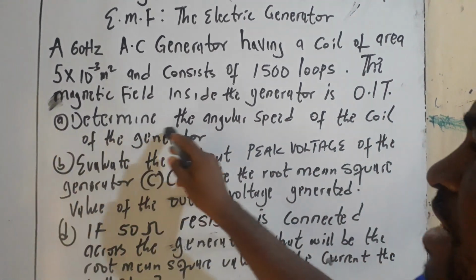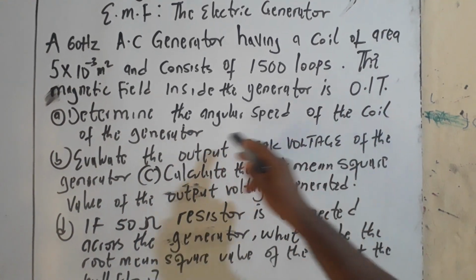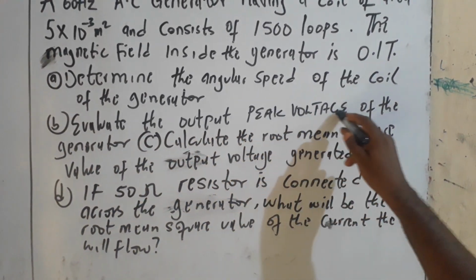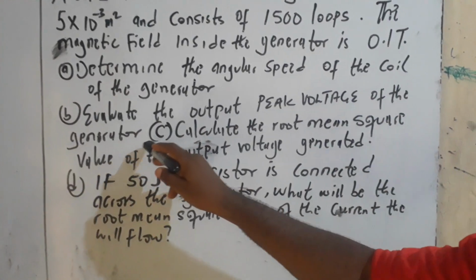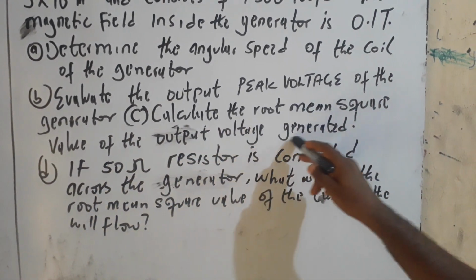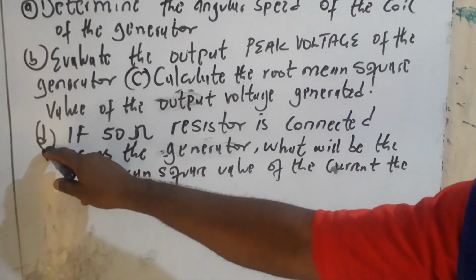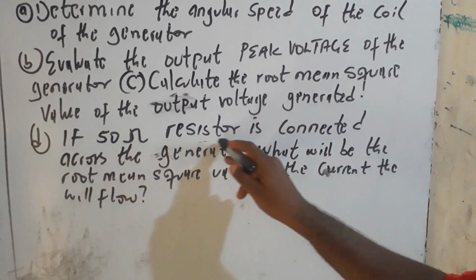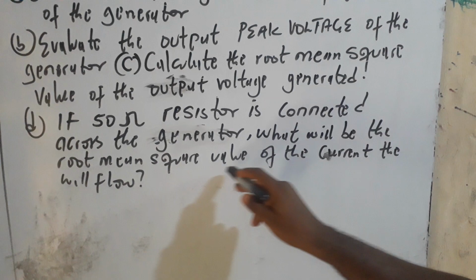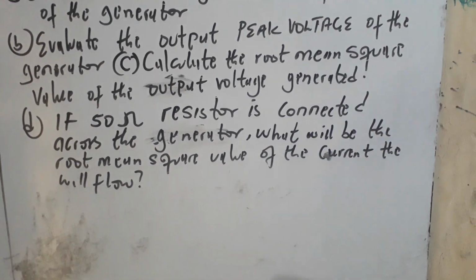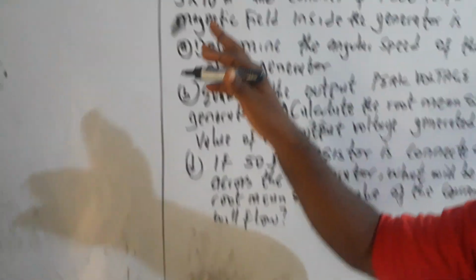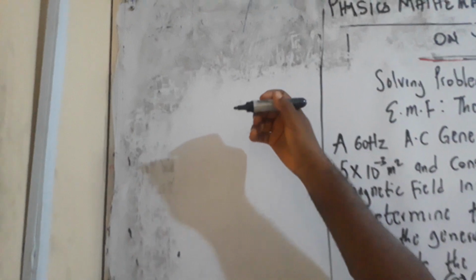The first question says determine the angular speed of the coil of the generator. The second question says evaluate the output peak voltage of the generator. The next question says calculate the root mean square value of the output voltage generated. Then the last question says if a 50 ohm resistor is connected across the generator, what will be the root mean square value of the current that will flow? Now, before we solve this problem, I want us to take note of something.